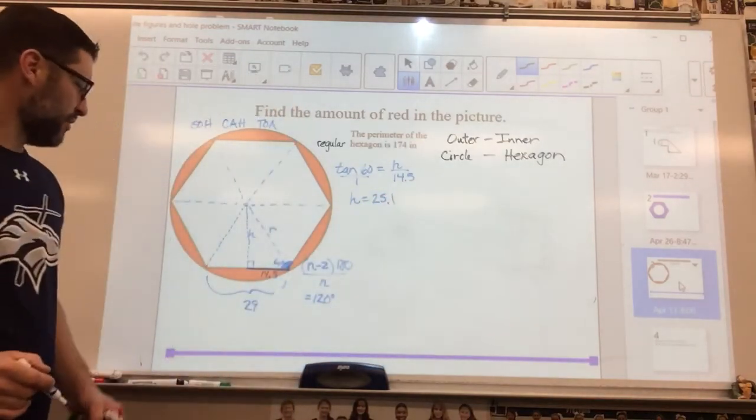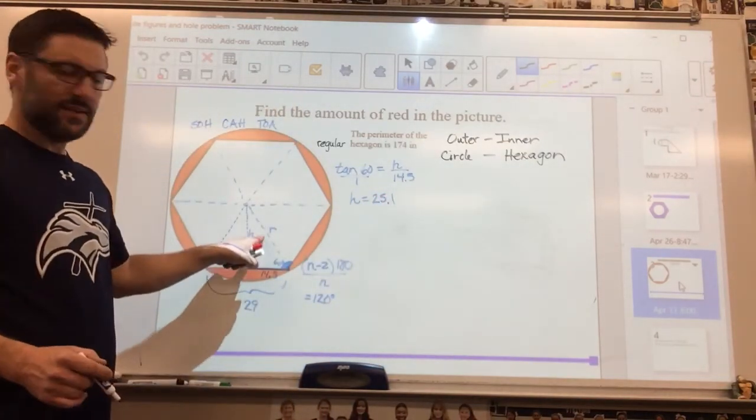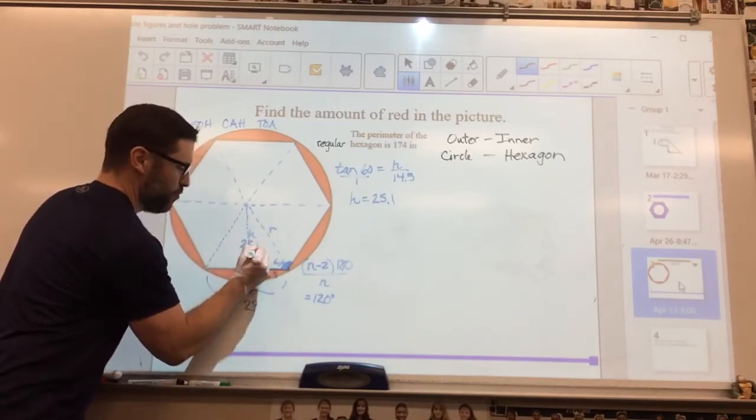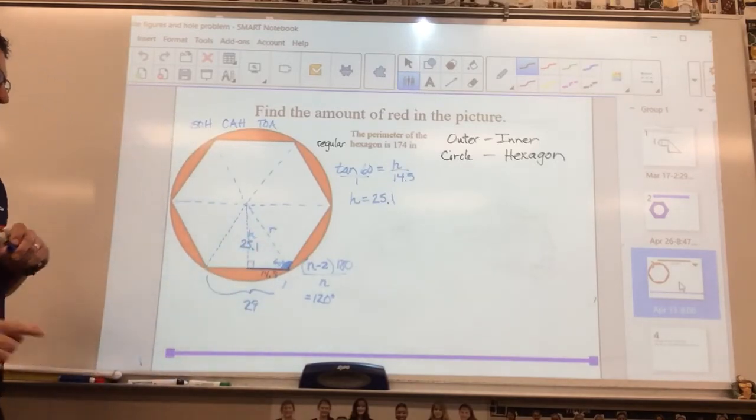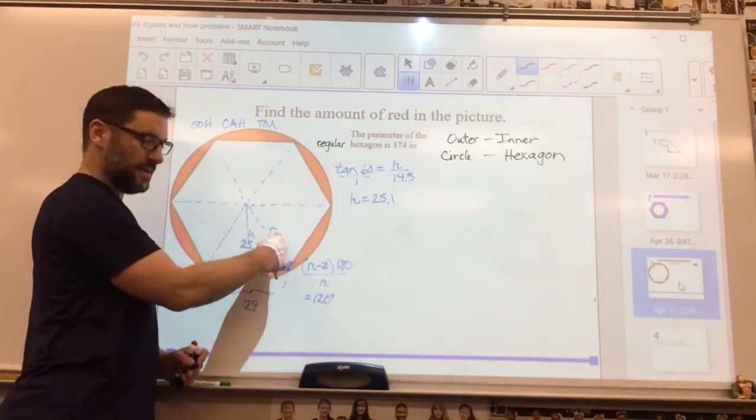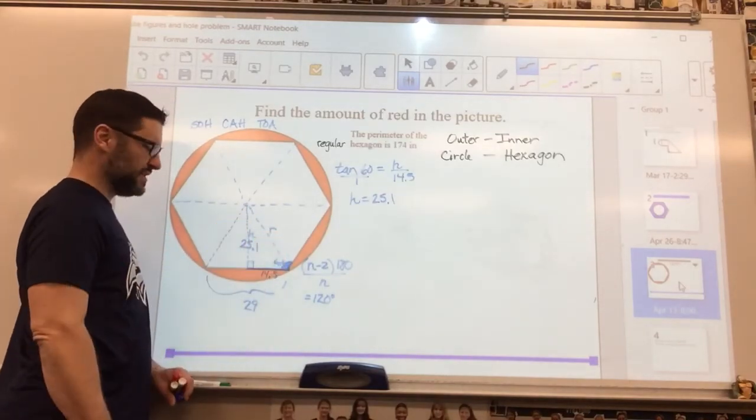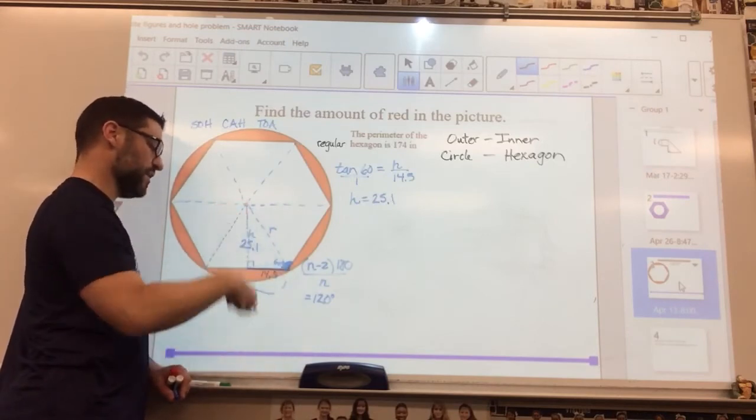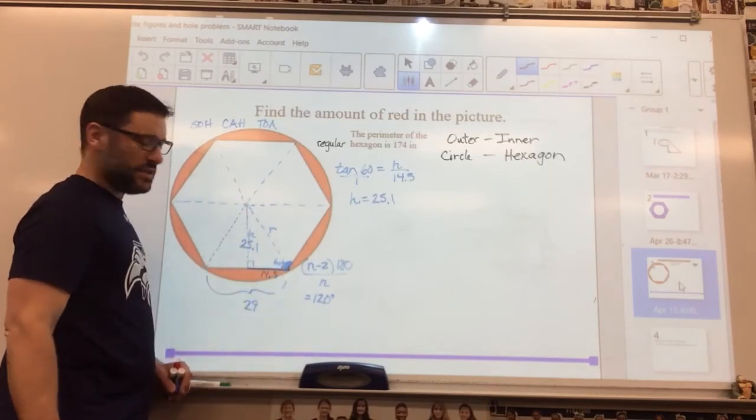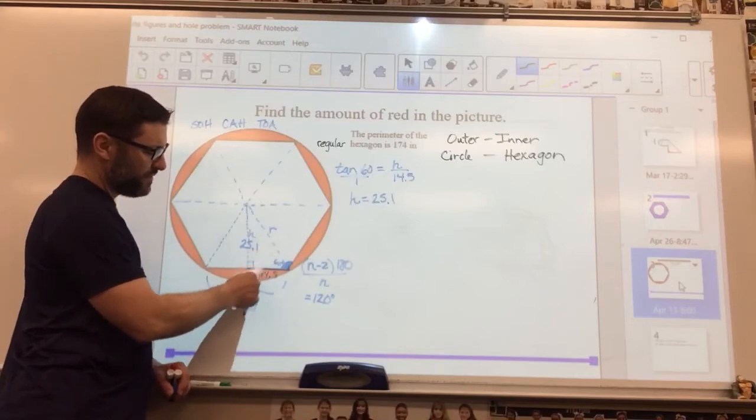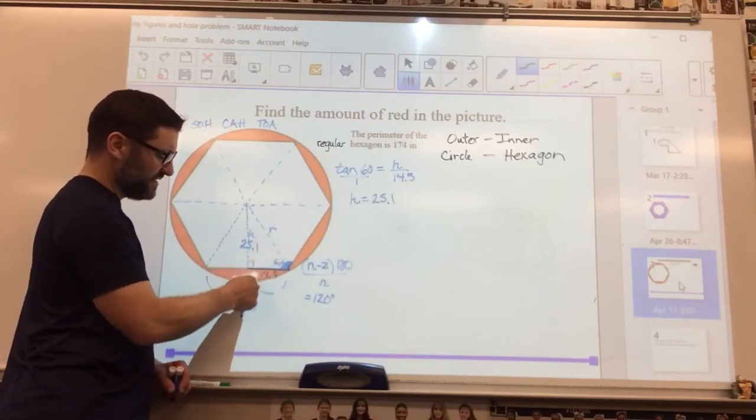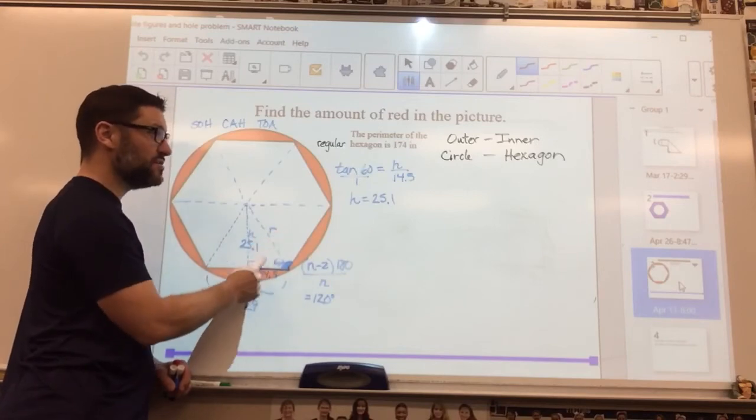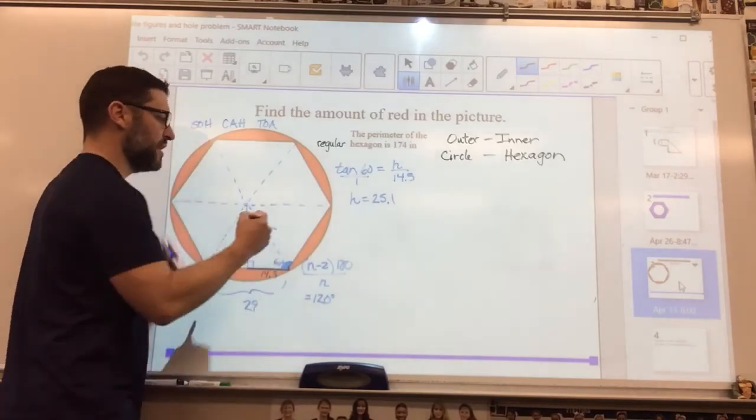Okay? Now I'm going to find the radius of the circle. So this right here, 25.1. And now I'm going to find the r. There are definitely some ways to do this. I could use the Pythagorean theorem, leg squared plus leg squared equals r squared. I'm probably just going to use SOHCAHTOA with the 14.5 and the r. So that's adjacent and hypotenuse. Adjacent, hypotenuse. That's cosine.